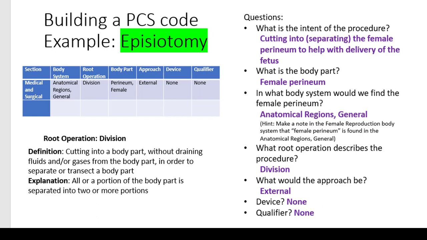And as I mentioned earlier, we would have to get to the table to see if there were even any options. And when we get to this table here with the Med-Surg anatomical regions general table with division as your root operation, there are no options for device or qualifier. So they are NA at this point.